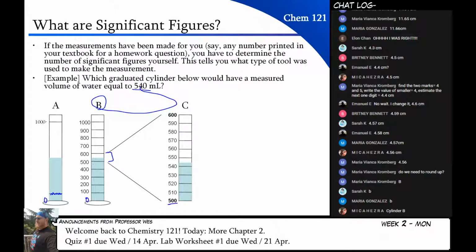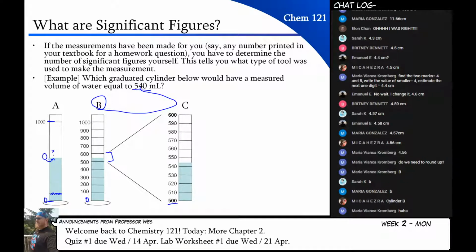So for this first one, there's actually a little bit of confusion here. They're like, what mark do I write down? Well, I write the lower of the two marks. So do I write 0 and then guess the next digit? And the answer is, no, you totally don't do this.